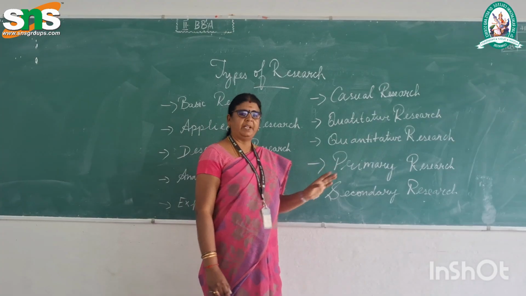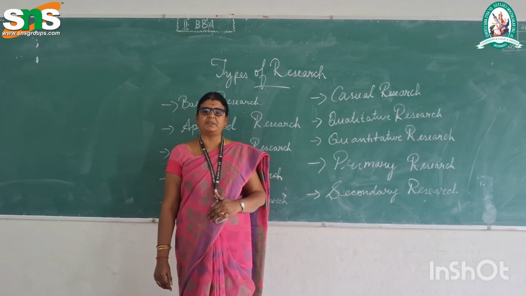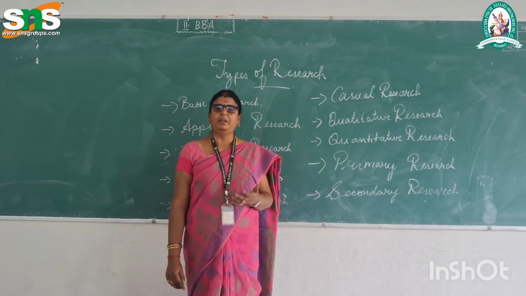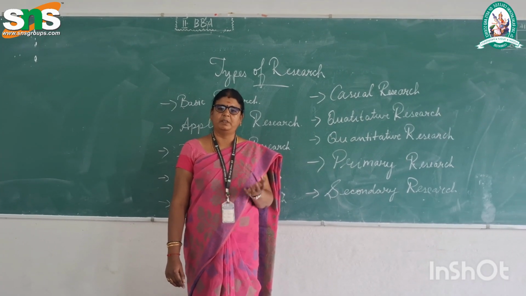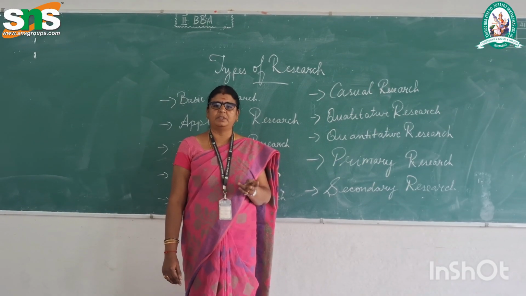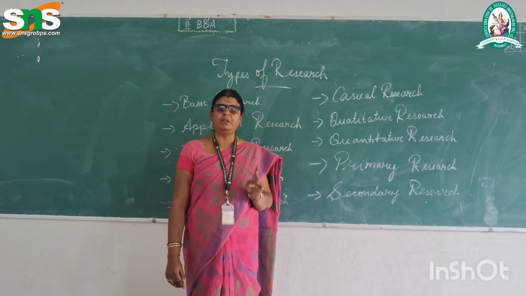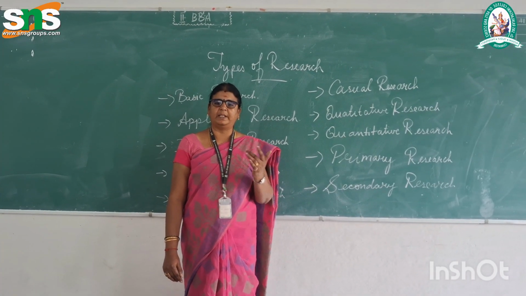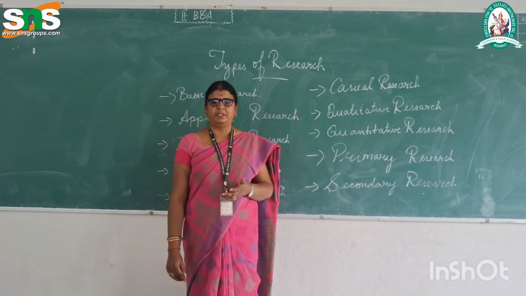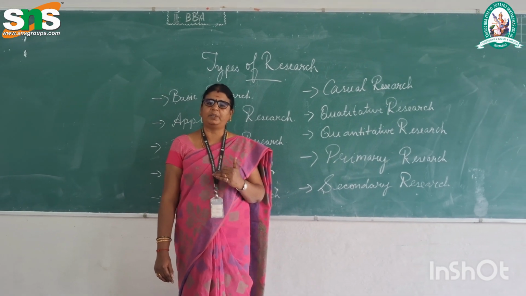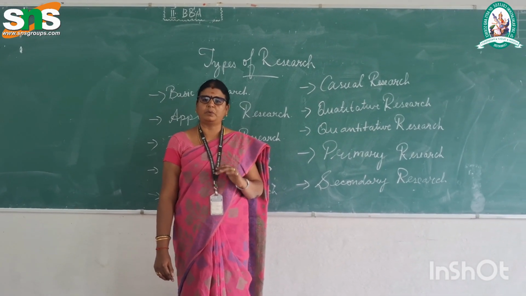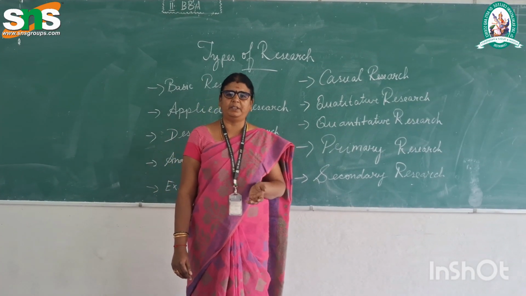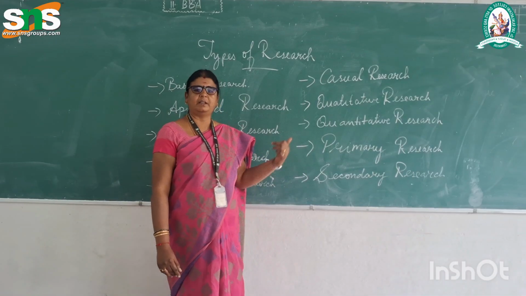The next one, primary research. Primary research is fresh. As a researcher, we are collecting the data from the respondents based on the interview schedule. So that is the enumerator. Already we studied that. An enumerator is a person who supports the researcher and helps to collect the data from the respondents, because the researcher can't collect the data from all the employees, all the respondents. So the researcher appoints one person and collects data; that is called primary research.